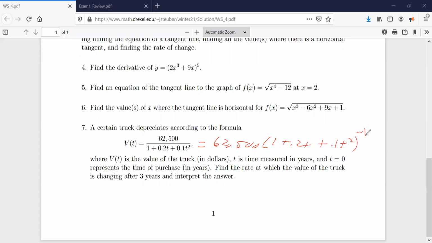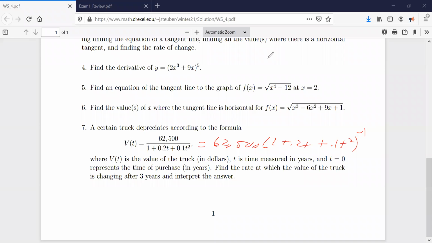Do people want me to run through this how I just showed you, avoiding the quotient rule, or do you want me to use the quotient rule? Avoiding it. Avoiding it? Okay.